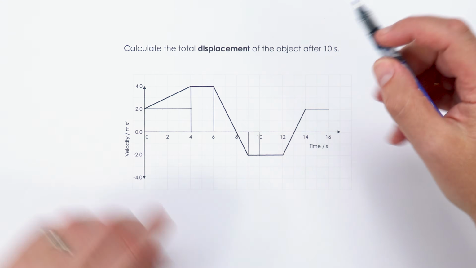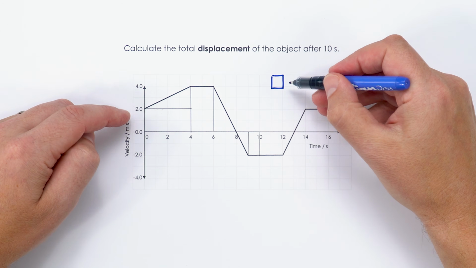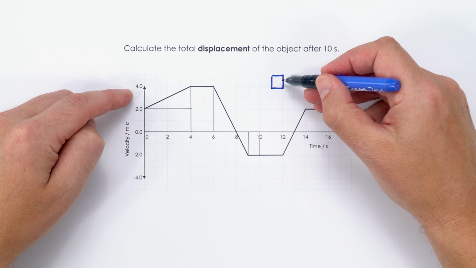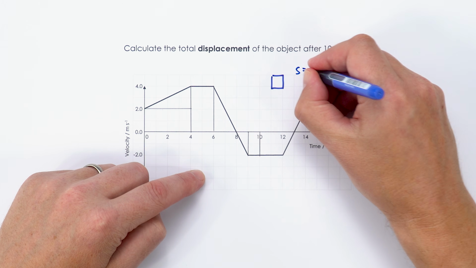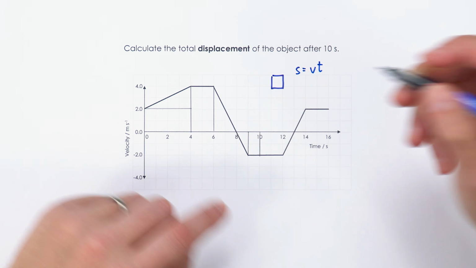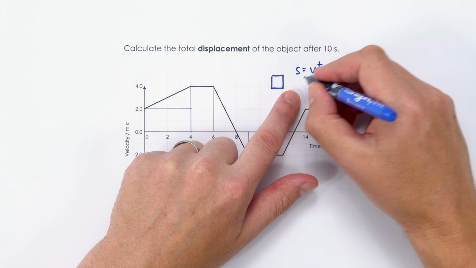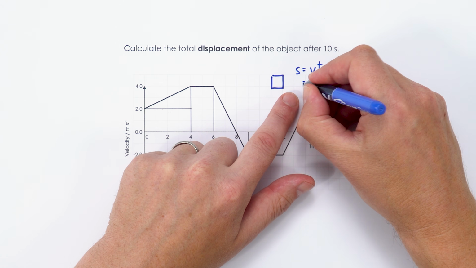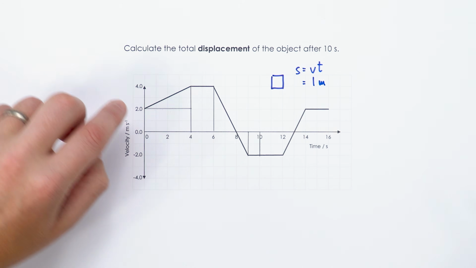And the key thing here is that if we were to think about one of these squares, it's equal to 1 meter per second times 1 second. And then, of course, from s equals vt, because we've just got 1 times 1, that means 1 square is equal to 1 times 1, which equals 1 meter. So let's look at this.